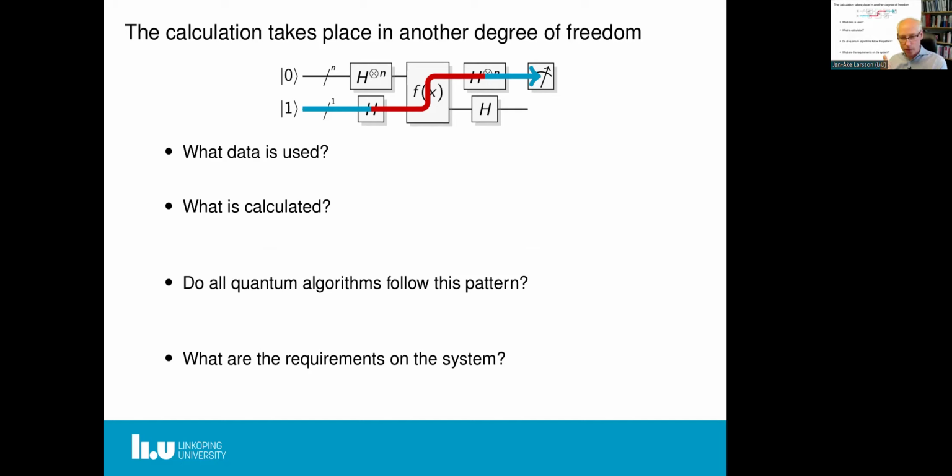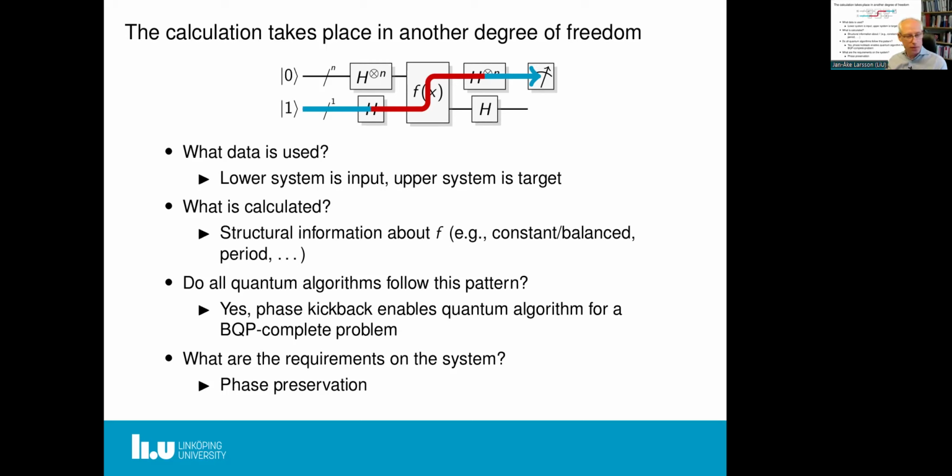You can ask the question, do all quantum algorithms follow this pattern? What I've showed you here is a really, really simple example. And you can also ask the question, what are the requirements on the system? That will tell you something about how difficult it is to build a quantum computer. And I can give you the answers up front because I don't have time to go through all the details.